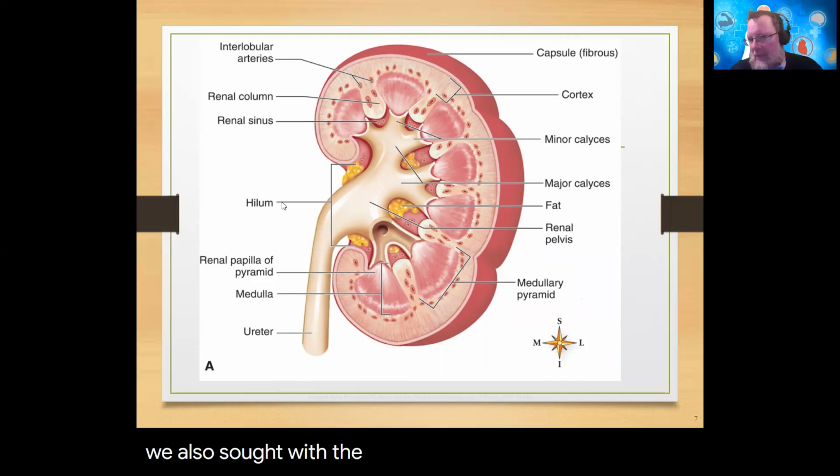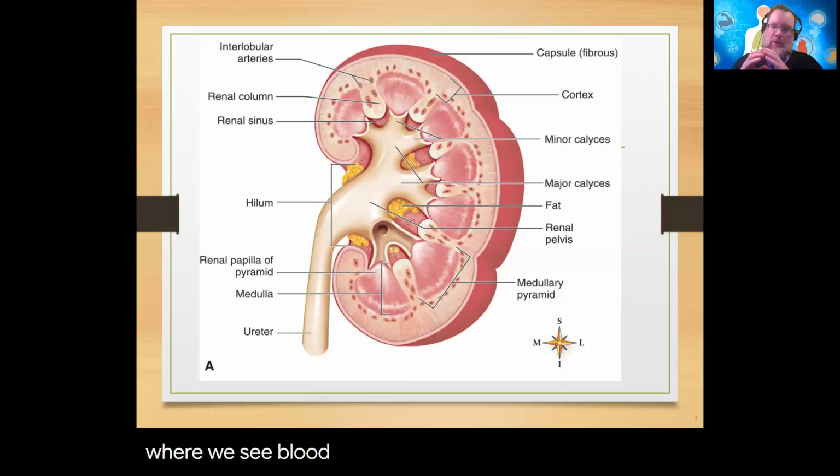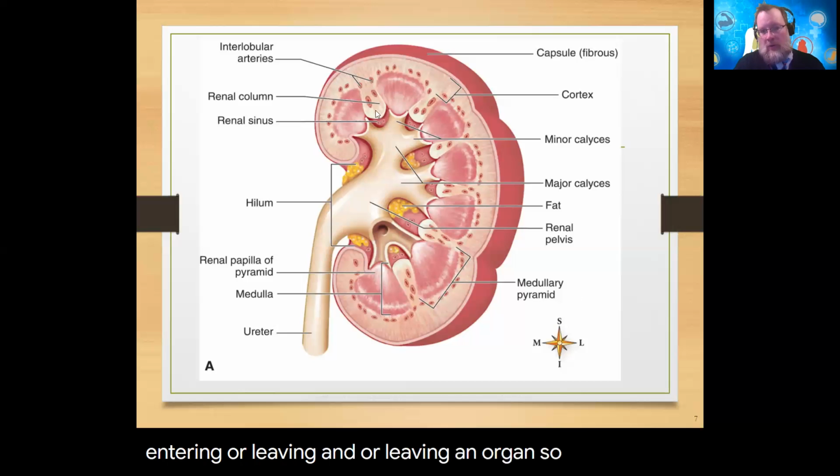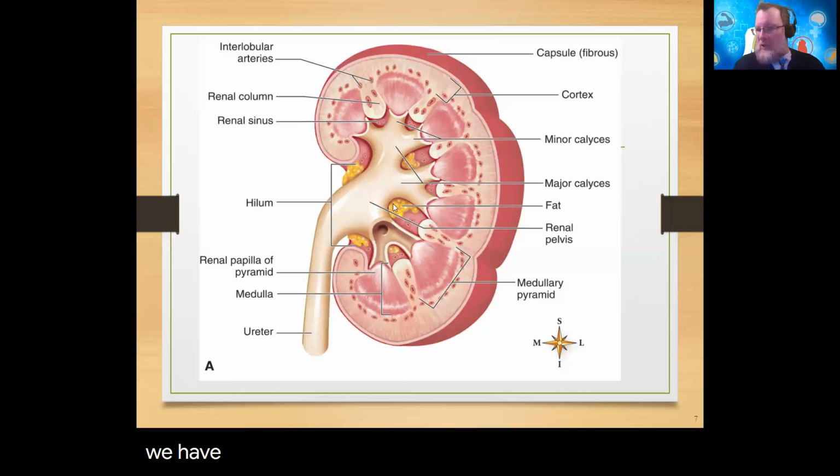I don't know, we saw it with something else too. Oh, a lymph node. Okay, a lymph node has a hilum. So a hilum, or hilus is the plural, is an area where we see blood vessels and potentially other tubes entering or leaving an organ. So we don't have a bunch of tubes coming in at multiple locations. We have one primary entry and exit point, and that's called the hilum.